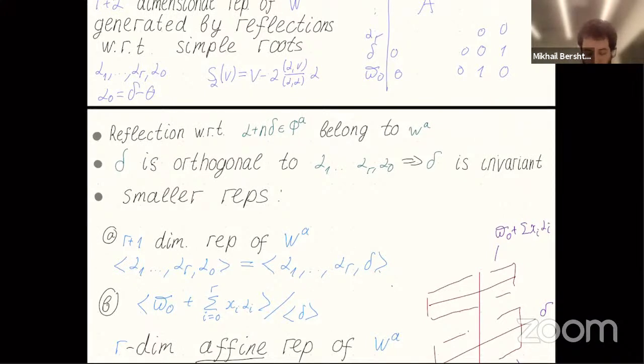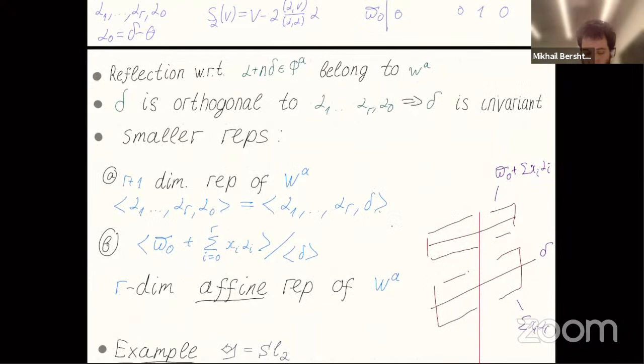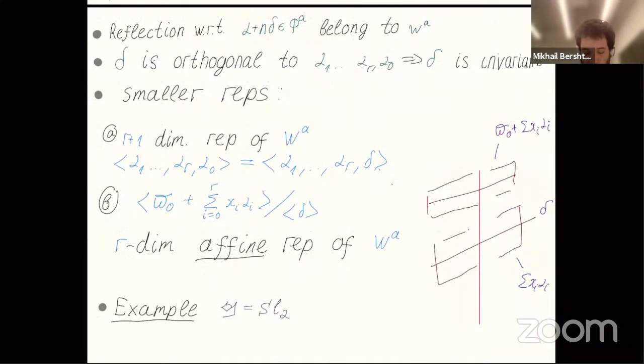There is another way, which is denoted by B, which leads to an affine representation. And by the word affine, I mean that in this case the group will be represented not by linear operators, but by affine operators. And the formula is here. We take an affine hyperplane, so it is omega 0 plus any linear combination of roots alpha i. It takes the quotient by the subspace generated by delta.